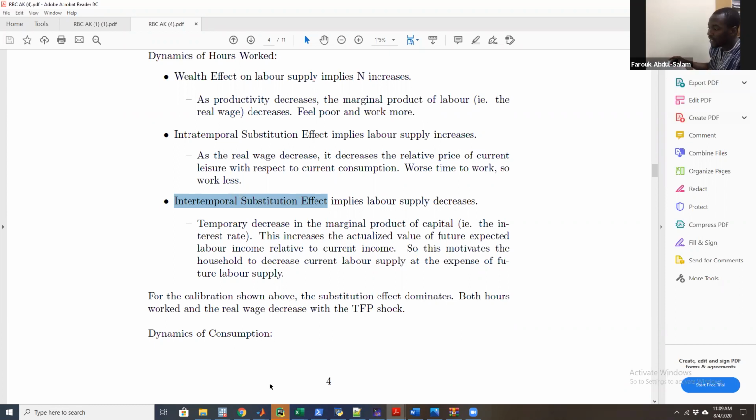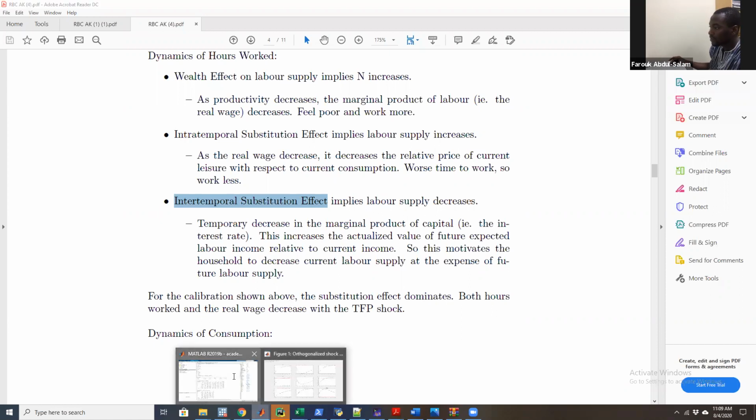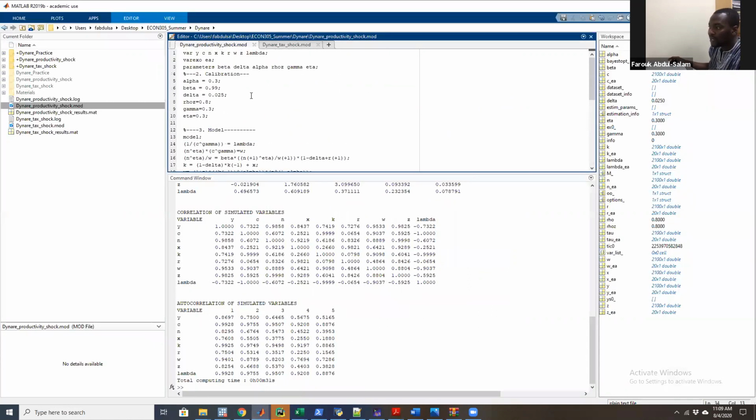And this is where Dynare comes in to help us. So now I'm going to introduce you guys to Dynare and tell you how it comes in to help us and what the implication is going to look like.